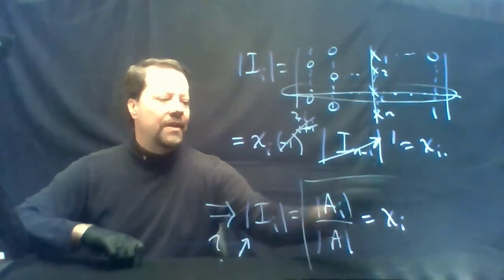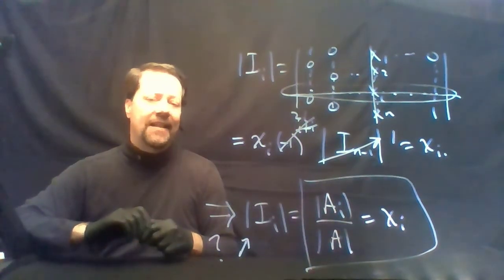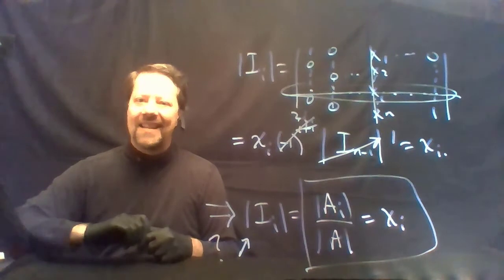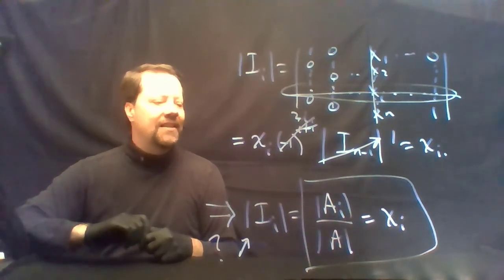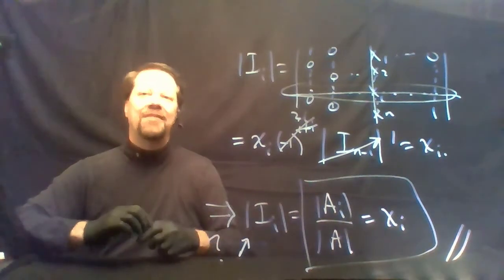So the ith coordinate of the solution will be the determinant of A sub I, where we replace the ith column by the right-hand sides, B, divided by the determinant of A. And that's the end of the proof of Cramer's rule. I got a kick out of using Cramer's rule in one little step in my dissertation. You never know when you might need this stuff.